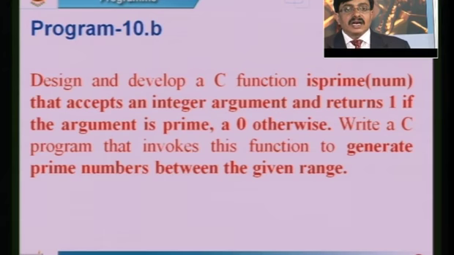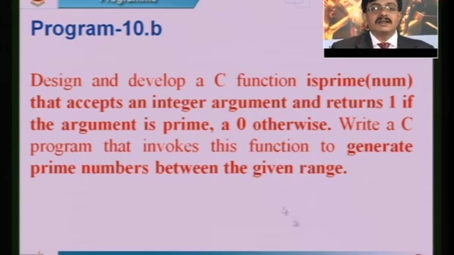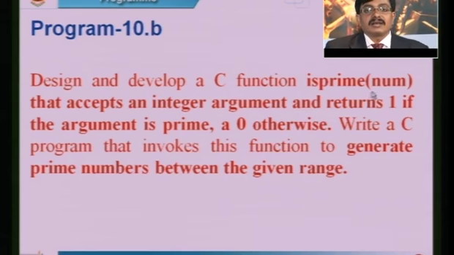Now we look into the next program, program number 10b. Here, design and develop a C function isprime. isprime is the name of the function. It is taking a number as a parameter, accepting an integer argument, the parameter num, which is of type integer, and returns 1 if the argument is a prime. So if the number is a prime number, then it will return 1, otherwise it will return 0.